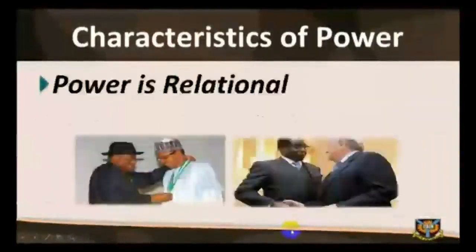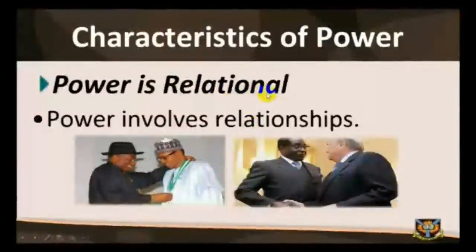D. Power is relational. Power involves relationships. It is exercised with respect to others. A state can have power over some other states only when it can overcome the state in question or get it to do what it would not ordinarily do. According to Dahl's conception of power, A has power over B to the extent that he can get B to do something that B would not otherwise do.